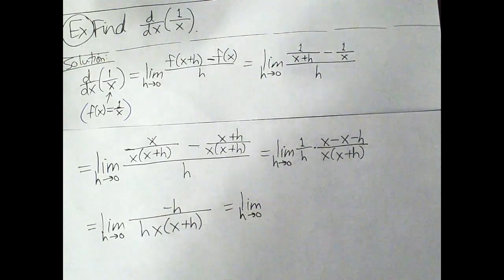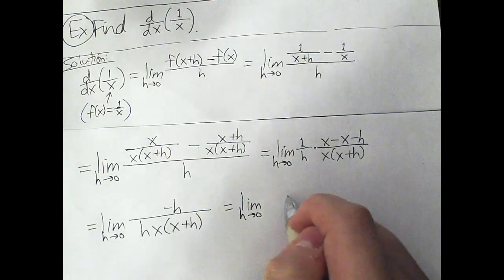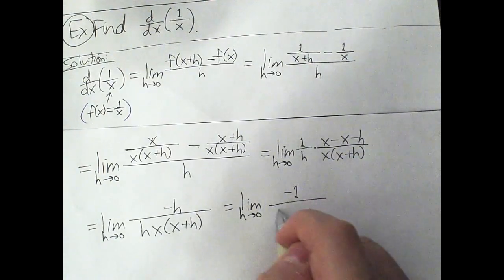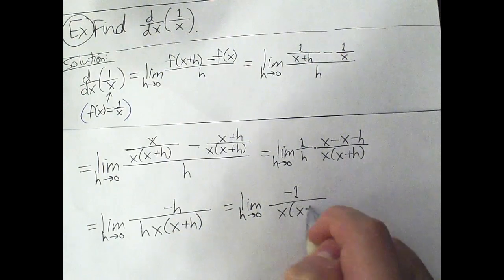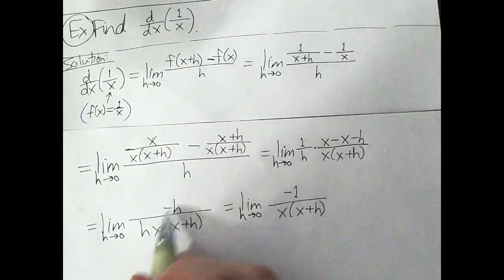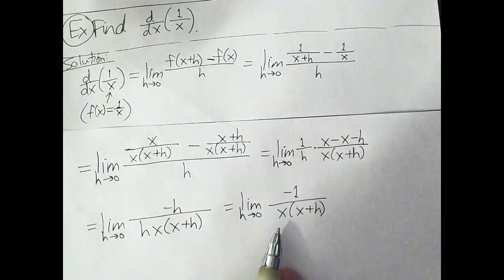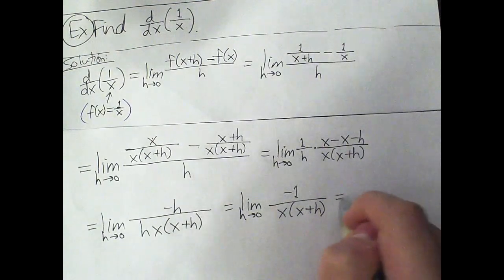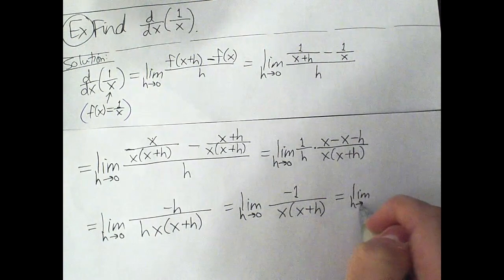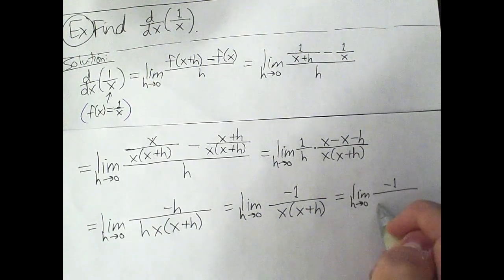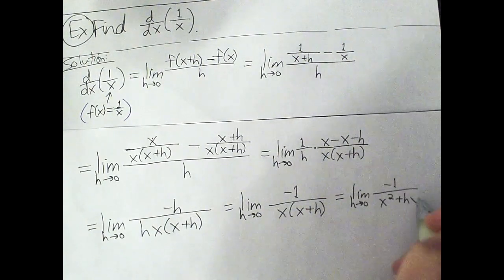Maybe I should be going through some of this algebra faster because this is calculus. We should be good at algebra by now. h over h is 1. There's a negative h up top, negative h over positive h, is -1. And then what can we do here? How about we expand what's in the denominator here. -1 up top, x squared plus hx.